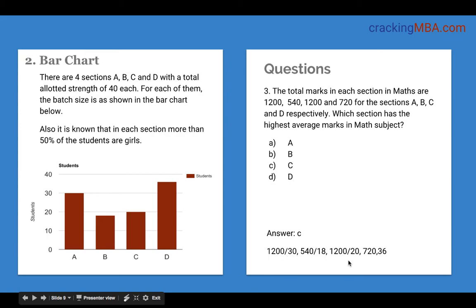For example, 1200 by 30 and 1200 by 20. 1200 by 30 will be lesser than 1200 by 20 because the denominator is more, so we can eliminate option A. So we just have 3 options left, out of which we can quickly see that the second option is 30, the third option is 60, and the fourth option is 20. So clearly the answer is option C.